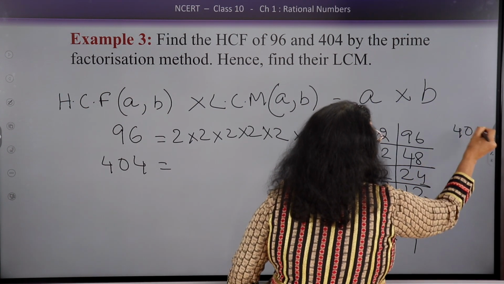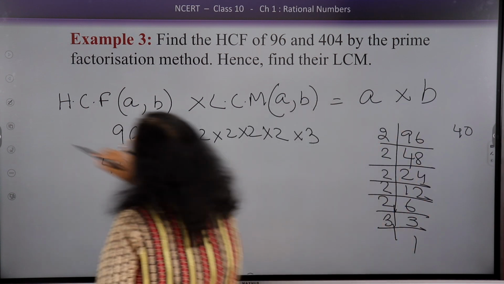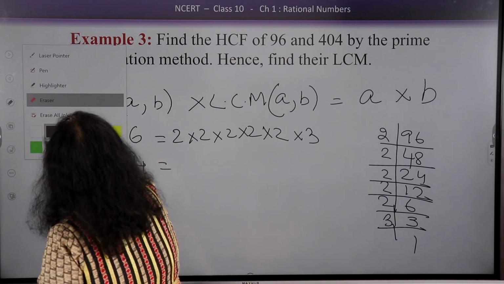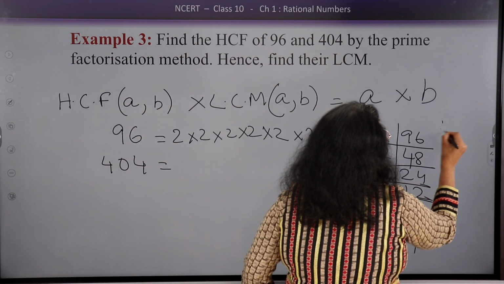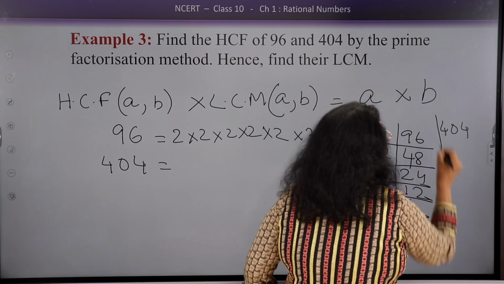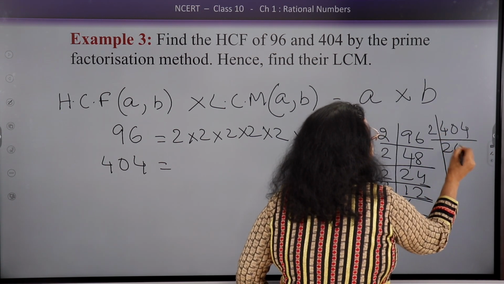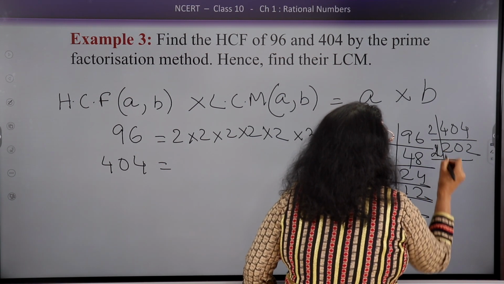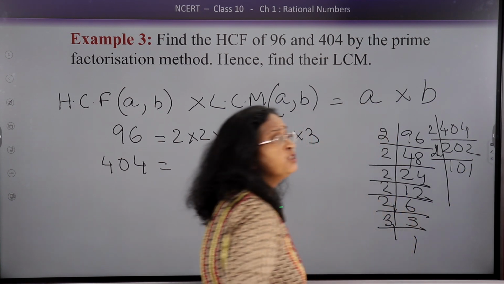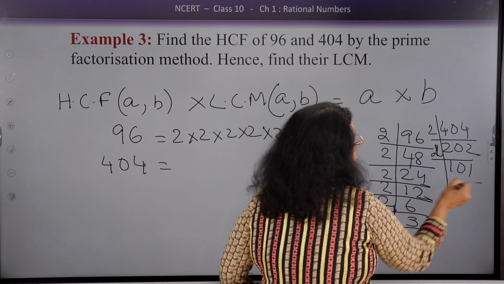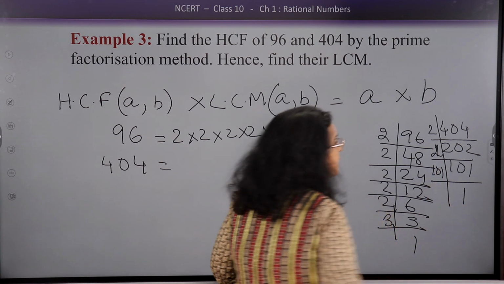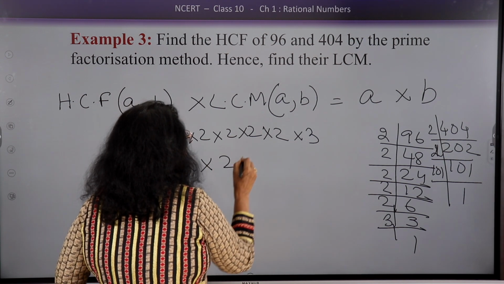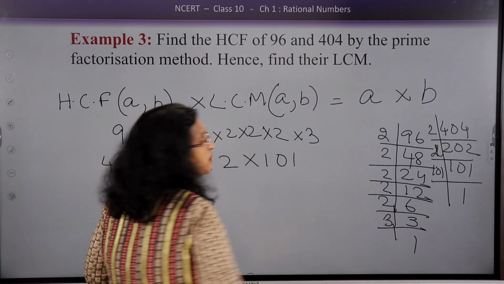404, since the number ends with an even number, I will take 2 as the factor. So first factor, 404, I will take the first factor as 2, 202. Again an even number, so I will do with 2, 101. Now children, 101 is a prime number. Now it cannot be split, isn't it? Okay. The product of the primes are 2 into 2 into 101.